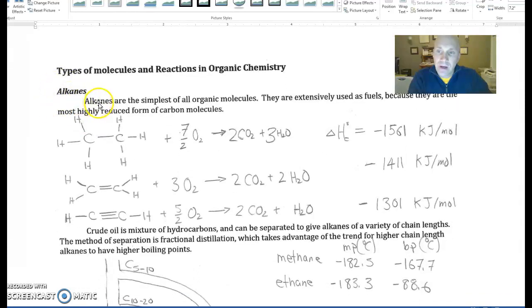All right, so alkanes, they're the simplest type of organic molecules. What makes something an alkane is it's nothing but carbon single bonds or carbon hydrogen single bonds. All right, there are no double bonds in an alkane.